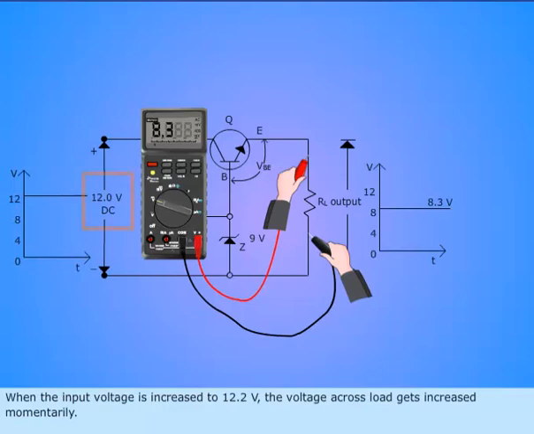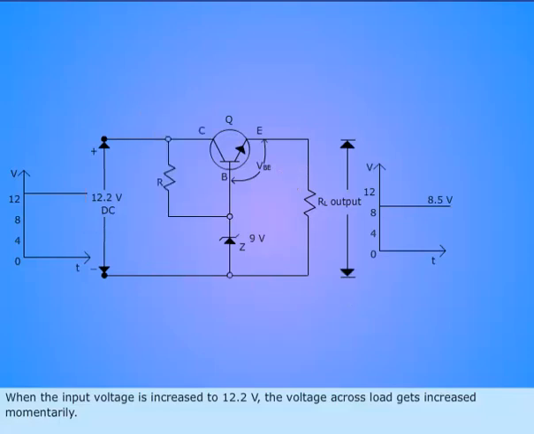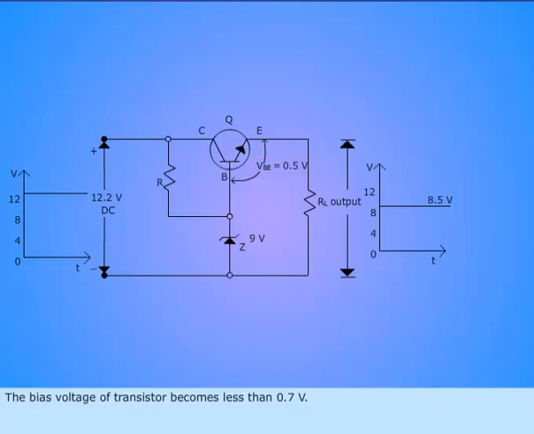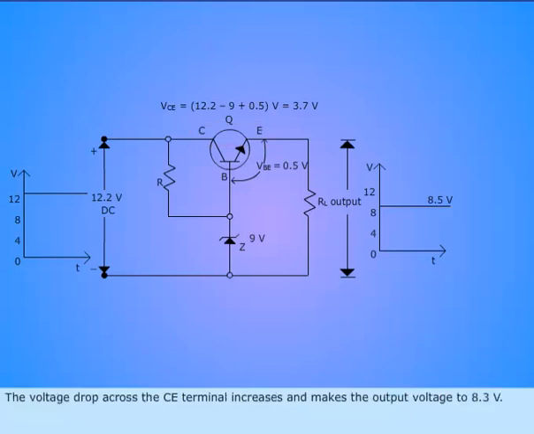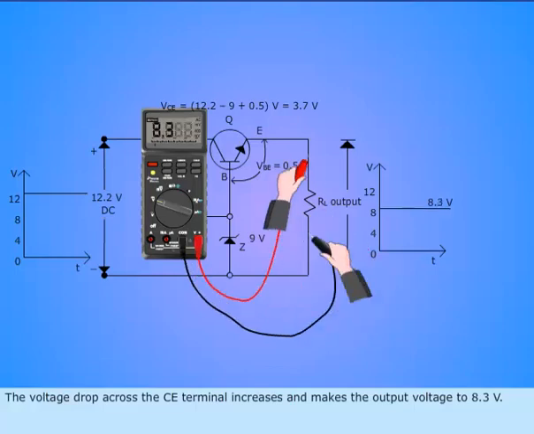When the input voltage is increased to 12.2 volts, the voltage across load gets increased momentarily. But Zener diode maintains the constant reference voltage of 9 volts. The bias voltage of transistor becomes less than 0.7 volts. Hence, the resistance across CE terminal of transistor gets increased. The voltage drop across the CE terminal increases and makes the output voltage 8.3 volts.